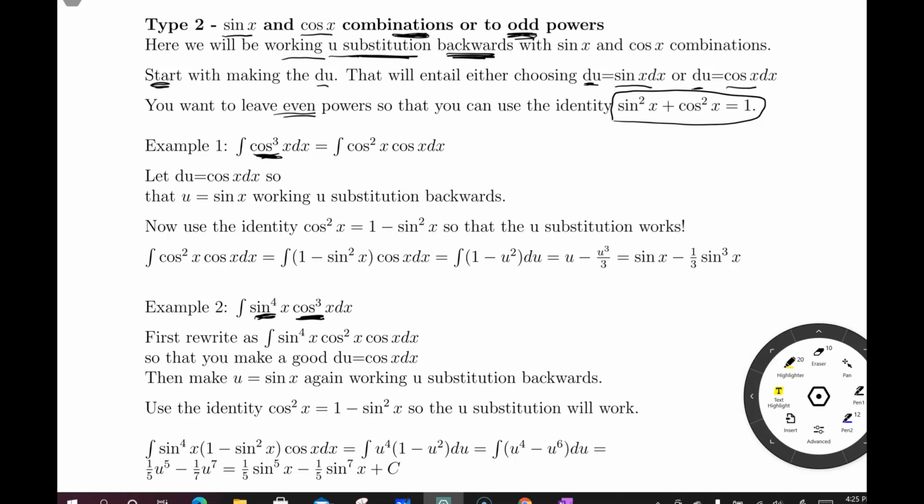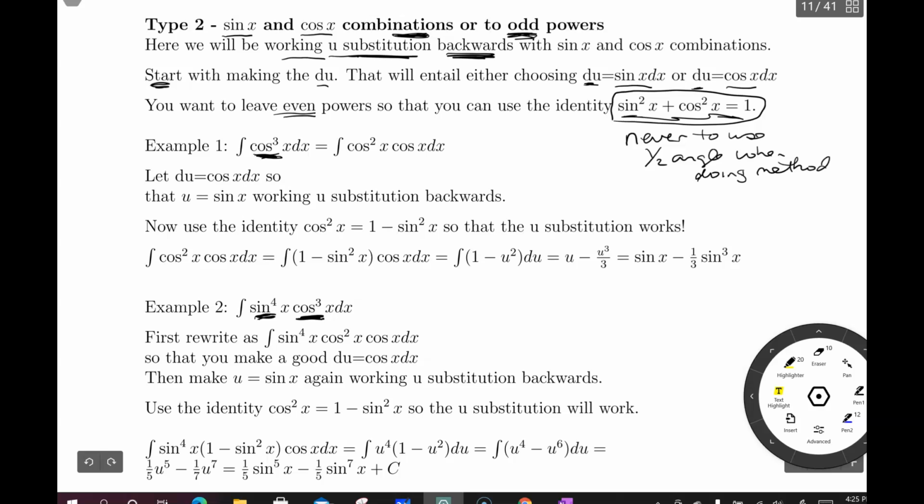You know that identity, I know. You are never to use the half angle formula when doing this method. When working the u substitution backwards, you're never to use the half angle formula. You will get stuck. So make sure you're using this identity instead. Let me show you how it works.